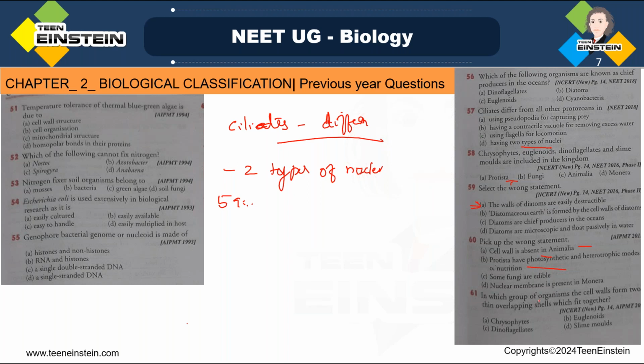See, Monera is a kingdom which has unicellular organisms, and they have the prokaryotic cell organization. That means they lack a nuclear membrane and membrane bound organelles. They don't have nuclear membrane and membrane bound organelles. So in option D, nuclear membrane is present in Monera, that statement is incorrect, right? So the correct option is option D.